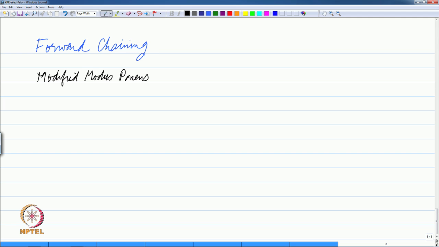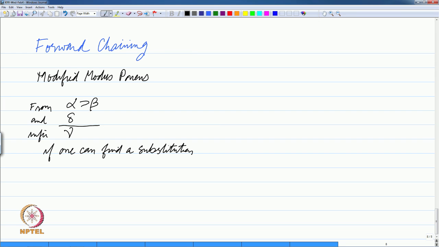So, what we are saying here is that if you are given a formula alpha implies beta, which is in implicit quantifier form, and for the moment we are working only with universally quantified statements, and if you are given a formula delta, then you can infer a formula, let us say gamma, from this and this, if one can find a substitution theta such that alpha theta is equal to delta.